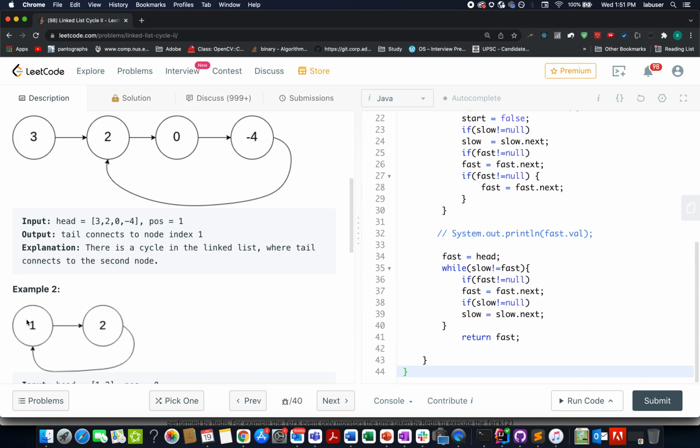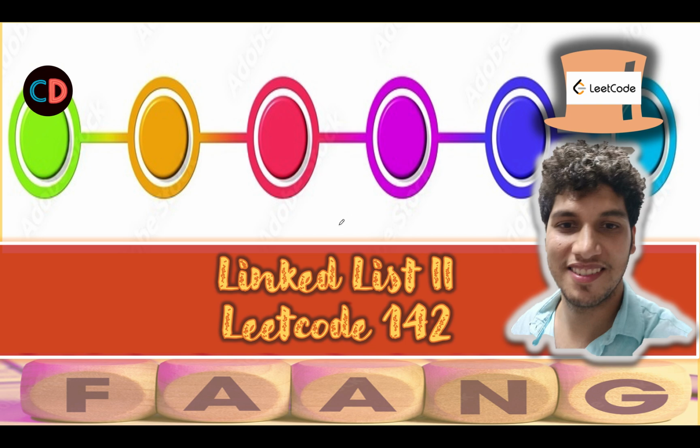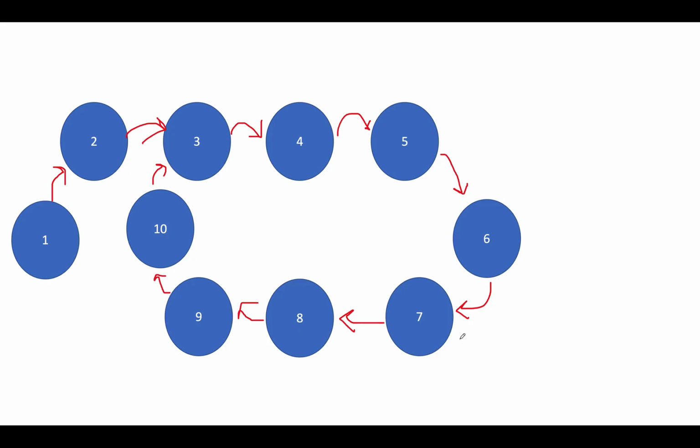Without much ado, let's quickly talk about the approach that we are going to use. We'll use the fast and the slow pointer approach, and I'll talk more about it in the presentation. So let's quickly move on to that. Linked List Cycle 2, LeetCode 142. So let's try and understand it by a slightly longer example.